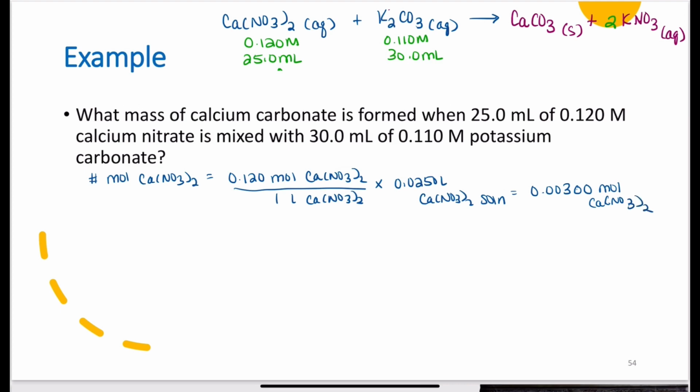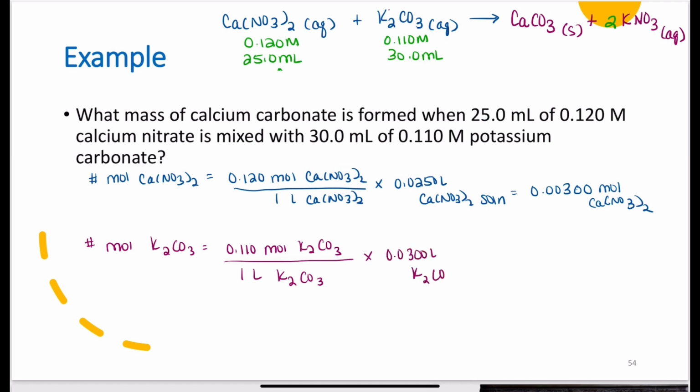Do the same thing, number of moles of my other reactant, K2CO3. I have 0.110 moles K2CO3 to 1 liter of K2CO3. I have 30 mils, which is 0.0300 liters, K2CO3. 0.11 times 0.03, 0.00300 moles K2CO3.